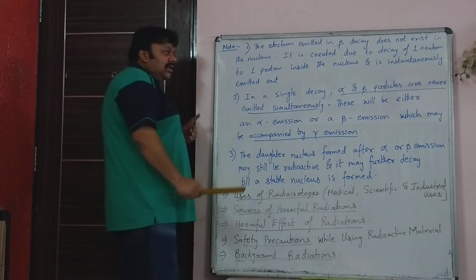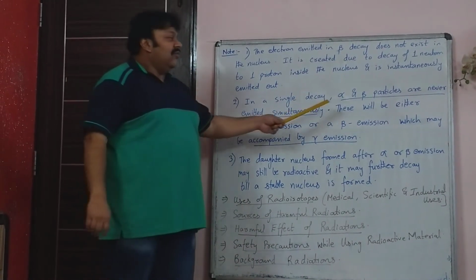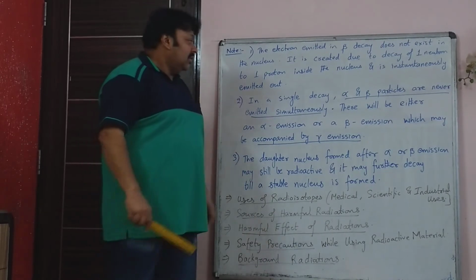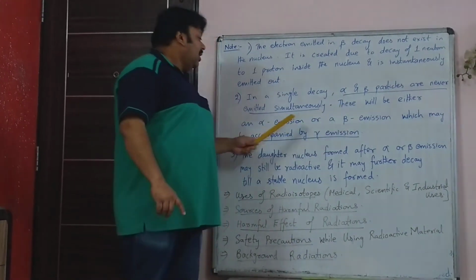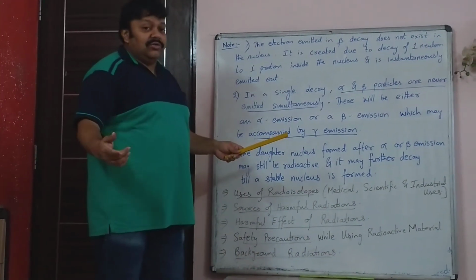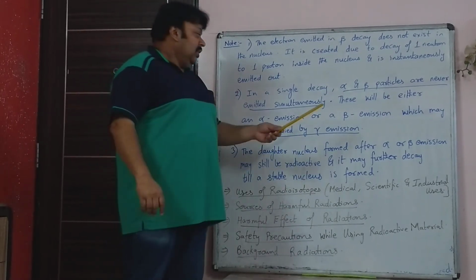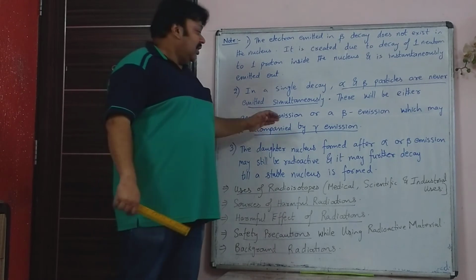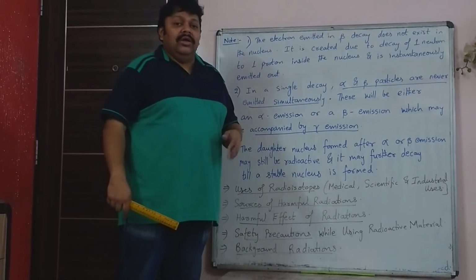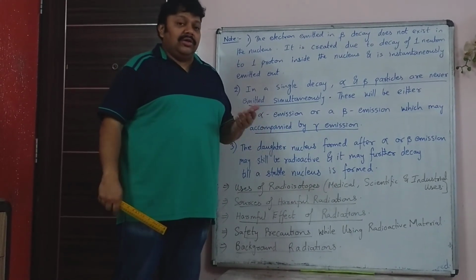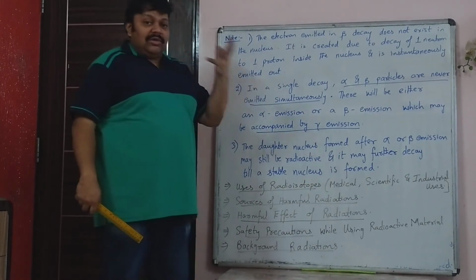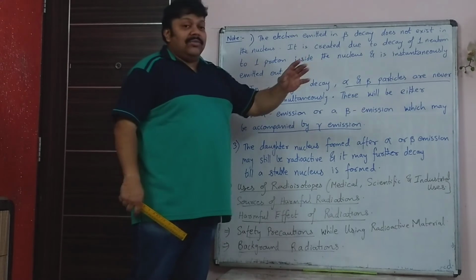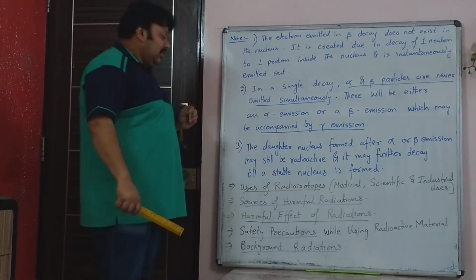In one single decay, alpha and beta particles are never given out together or simultaneously. There may be either an alpha emission or a beta emission, not both together, which could be accompanied by gamma, because if the alpha emission happens and the nucleus, either parent or daughter, has excess energy, then some gamma radiation may happen from that. But alpha and beta never happen simultaneously.